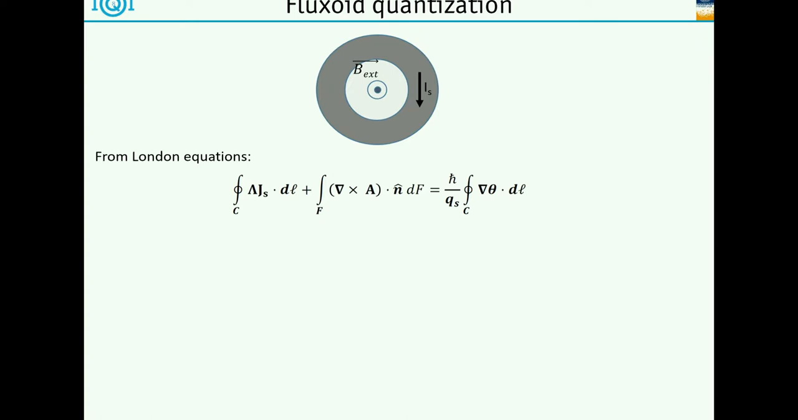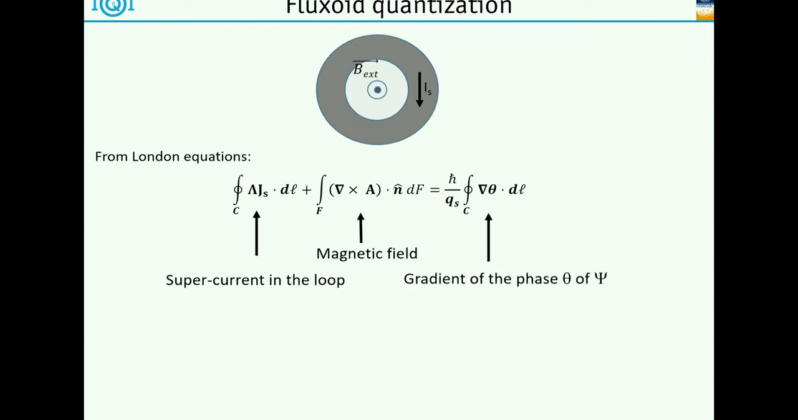Say I have a superconducting ring, and I apply a magnetic field to it. I want to know what happens. What I see is that a superconducting ring current will be induced, but in a very specific way. And this very specific way we can see if we look at these equations. So this first term here, this first integral, is the supercurrent in the loop. Then the second term comes from the applied magnetic field.